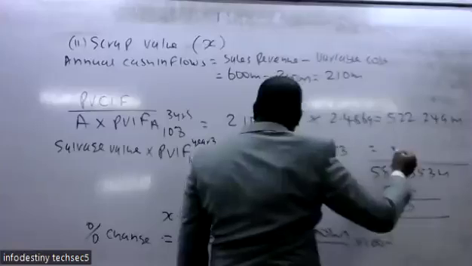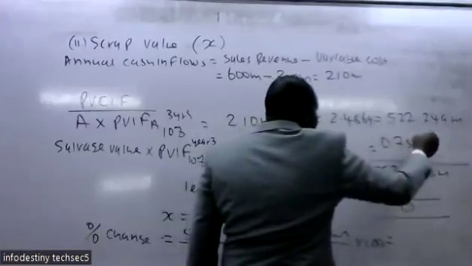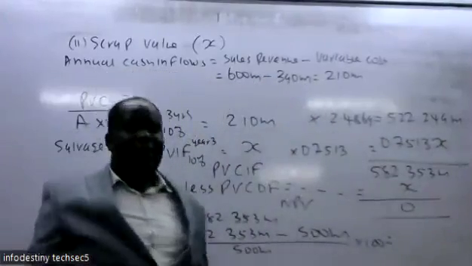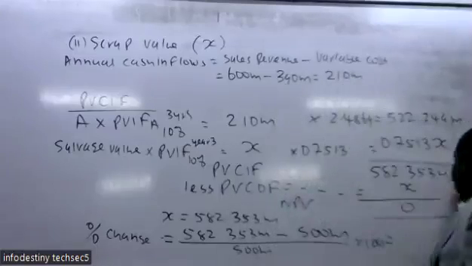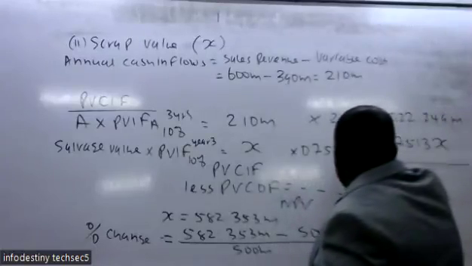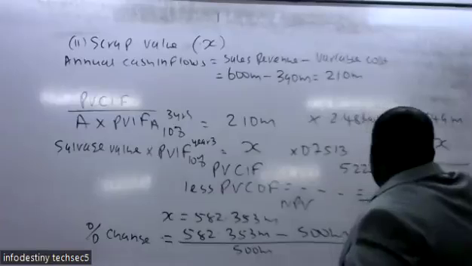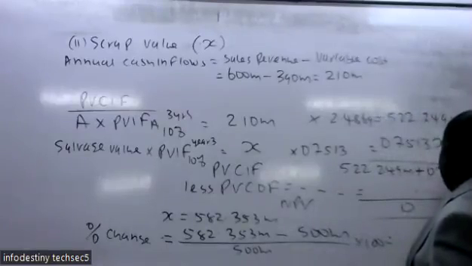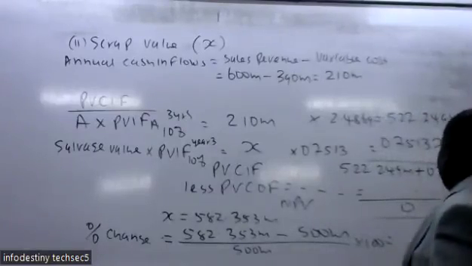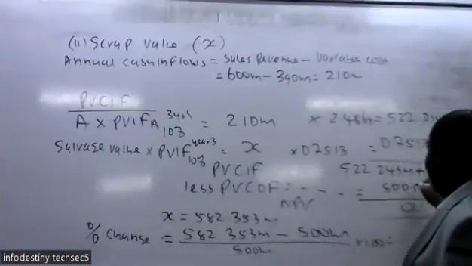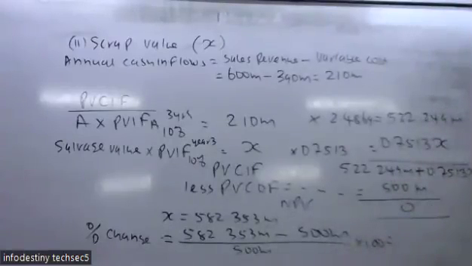Now this one should be 0.7513 X. Then when it comes to this part, you simply take 522.249 million plus 0.7513 X. Then this one goes back to where it was initially, which is 500 million. So that NPV becomes 0.